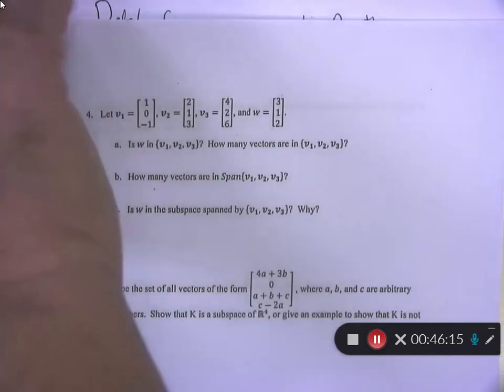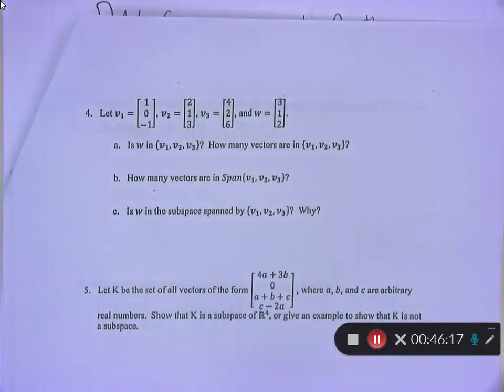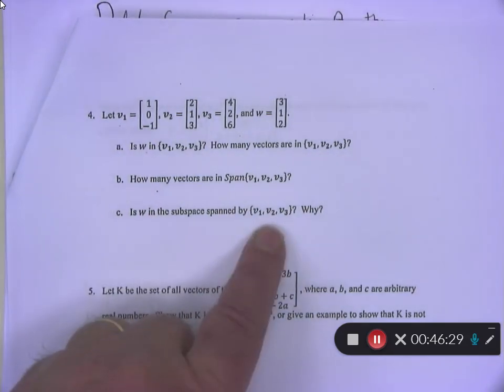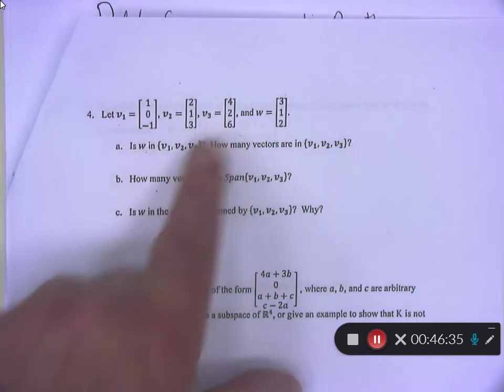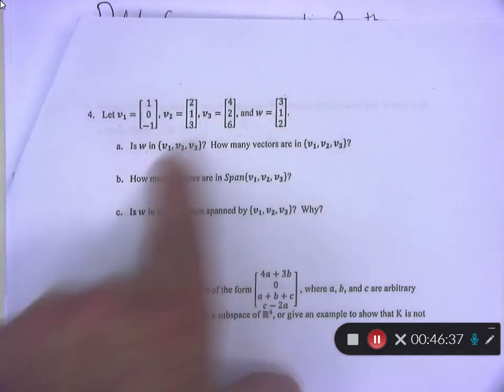So for B and A, that's just for the sake of understanding, and C would be the one that you have to solve for. Yes, yes. This one is actually solved. This one is just, is W in this set? It's a stupid question, but no, that's not W. It's V1, V2, V3. W is way over here, it's not in the set.